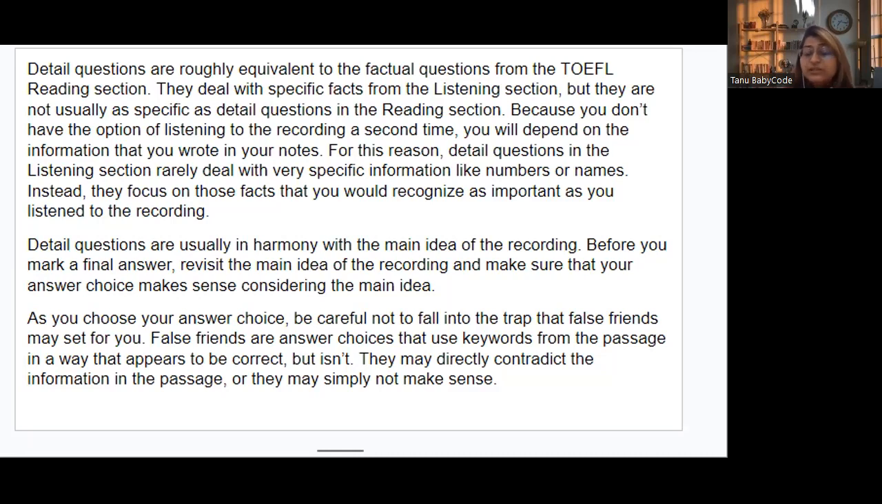So they deal with the main idea of the recording. What is the main idea behind that conversation, behind that lecture? So make sure whenever you mark your final answer, you go back to the main idea of the recording again and make sure that your answer choice considers that main idea, right? As you choose your answer choices, be careful that you do not fall into the trap of distractors, right? Distractors are those answer choices that have the keywords but the meaning is different, so they are not correct. They may directly contradict the information in the passage, right?